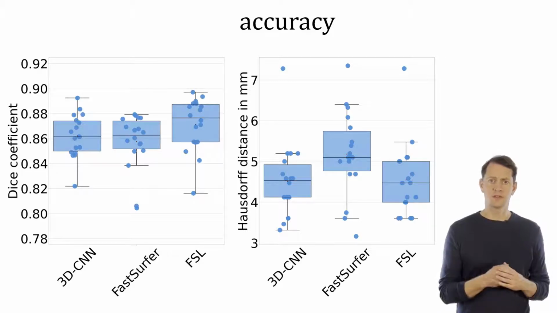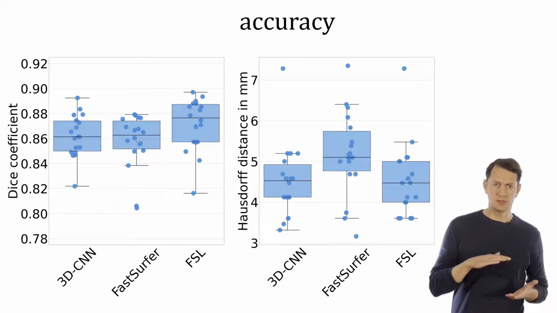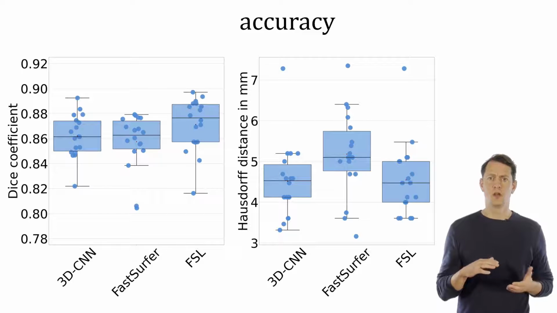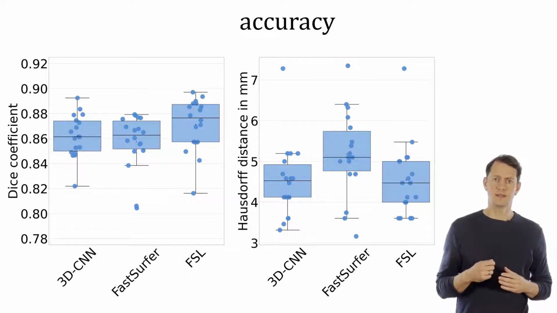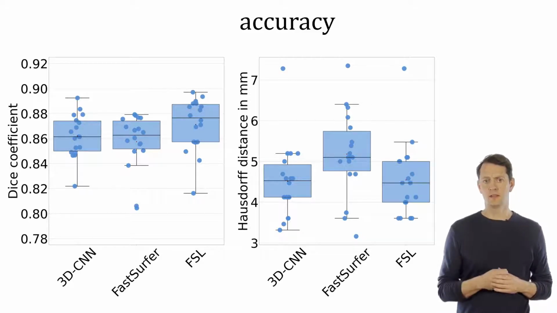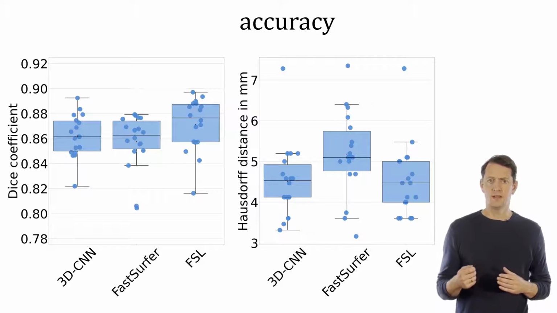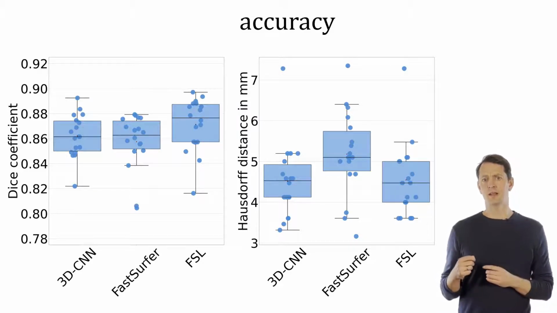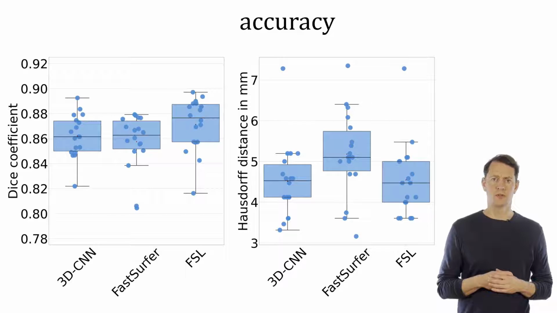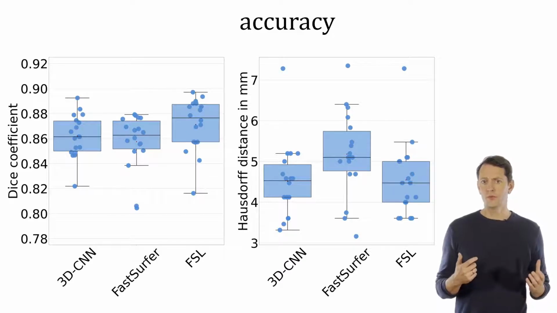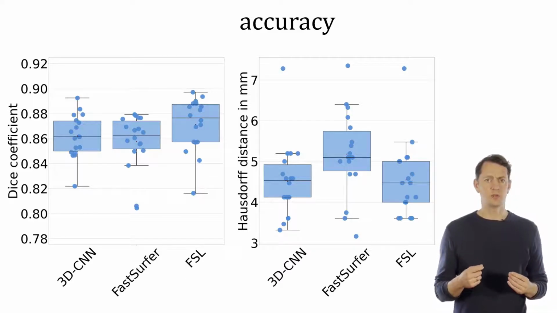The Hausdorff distance measures the maximal distance between two surfaces. Also for this method, results are similar between the three methods. The 3D CNN and the FSL are slightly better in that case than FastSurfer. Overall, all three methods have an excellent agreement with the manual expert segmentations.